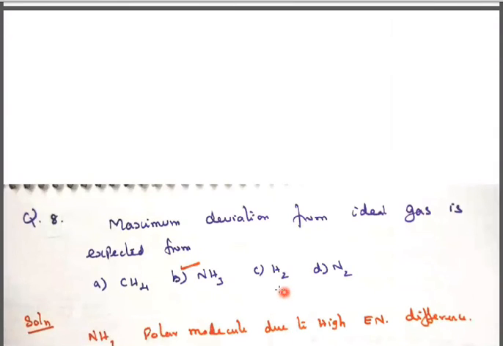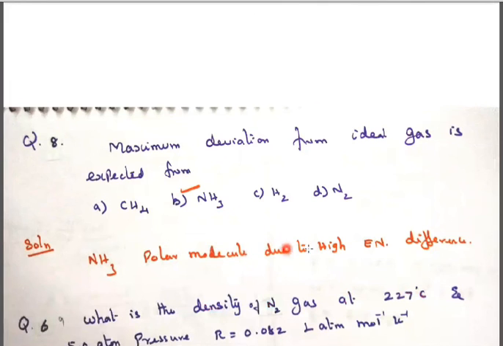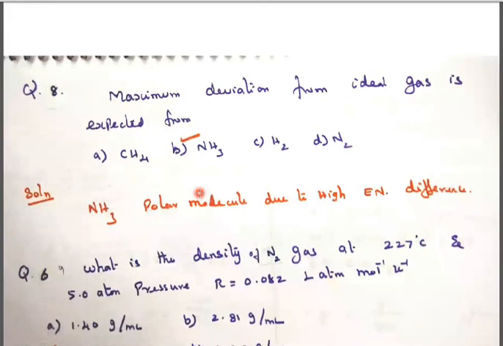Maximum deviation from ideal gas is expected from CH4 methane, NH3 ammonia, H2 hydrogen, N2 nitrogen. Here NH3 is a polar molecule due to high electronegativity difference. So it has the maximum deviation from the ideal gas.